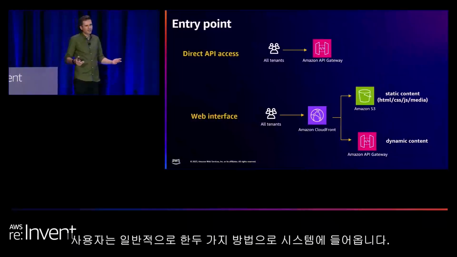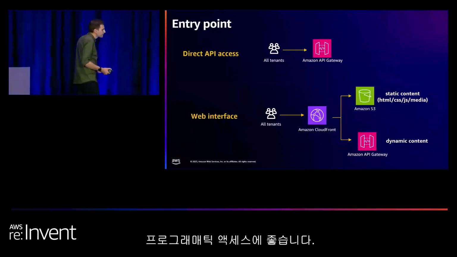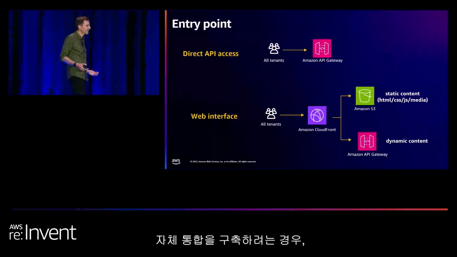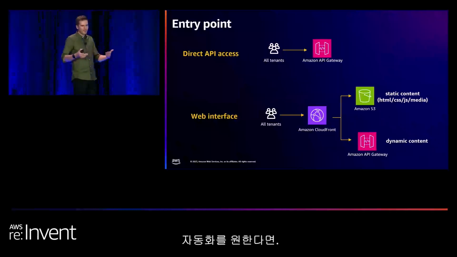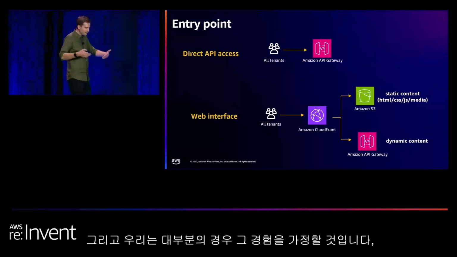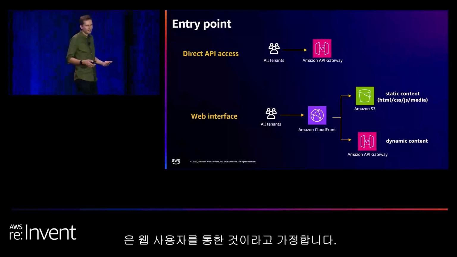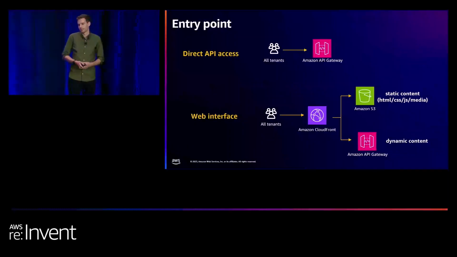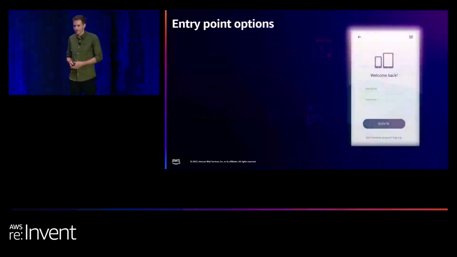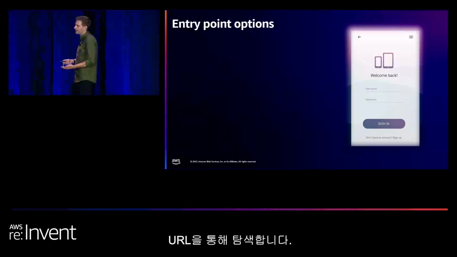Users will come into the system normally in one of two ways. They'll come in via a direct API call. This is good for programmatic access if they want to build their own integrations, they want to do automation. But this is restaurant management software, and we're going to assume that the experience in most cases is through a web UI. So how will the users access the web UI? They'll browse to a URL.